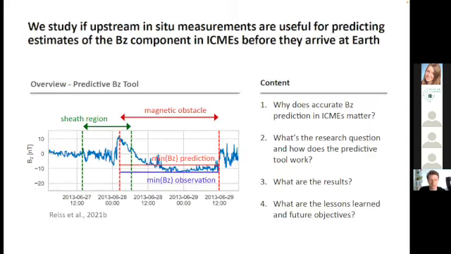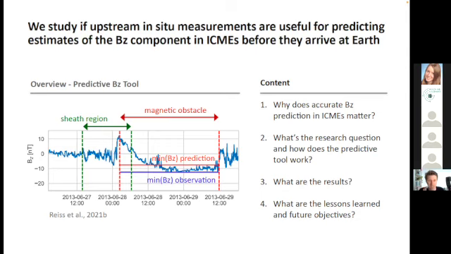So a little bit more specifically, the research question that we studied was if upstream in situ measurements, so information of the sheath region of an ICME, plus several hours of the magnetic obstacle, are basically sufficient to predict estimates of the Bz component. So estimates of the magnetic configuration inside the ICME. And the tool we are using to test this question is based on machine learning.